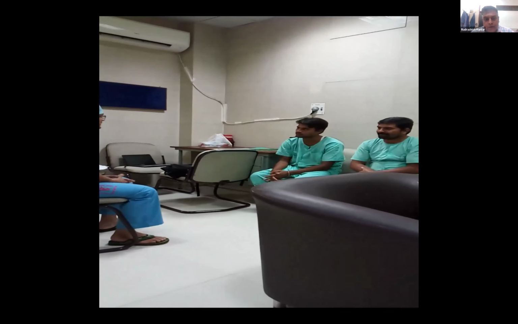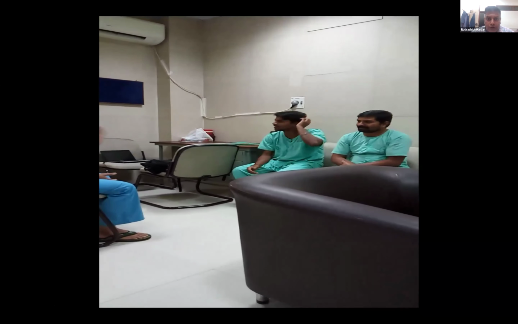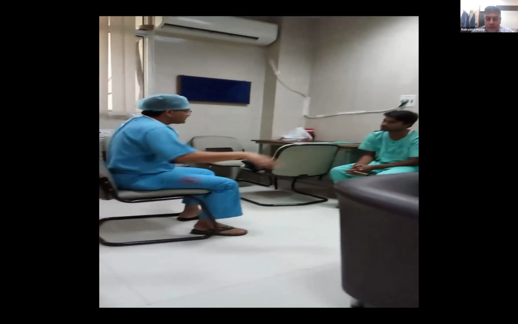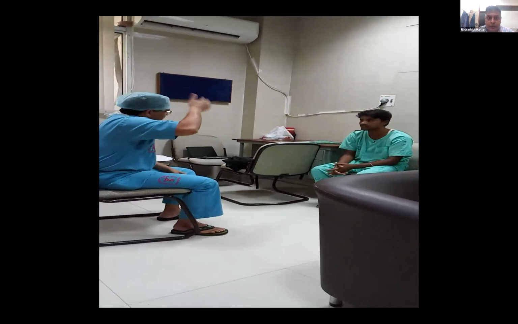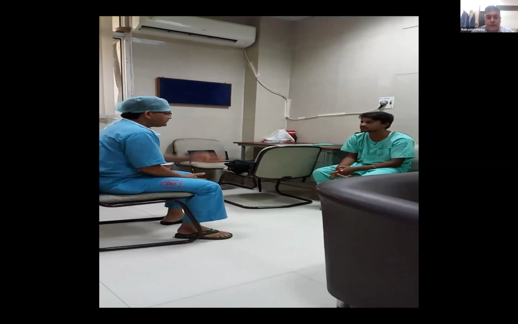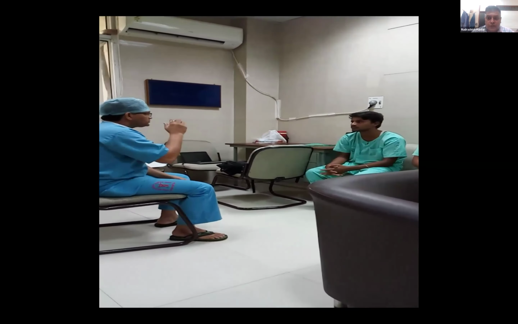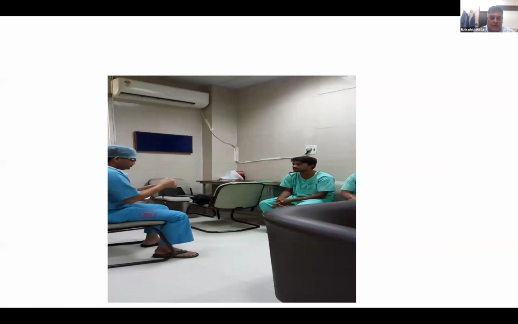Not only that, they are taken inside the OT for a tour so that they familiarize themselves with the surroundings, and their anxiety levels, their psychological motivation levels are adequately addressed. And we have seen that, yes, it actually has a tremendous impact on the success of this procedure. So this is something which needs to be stressed upon throughout this procedure.